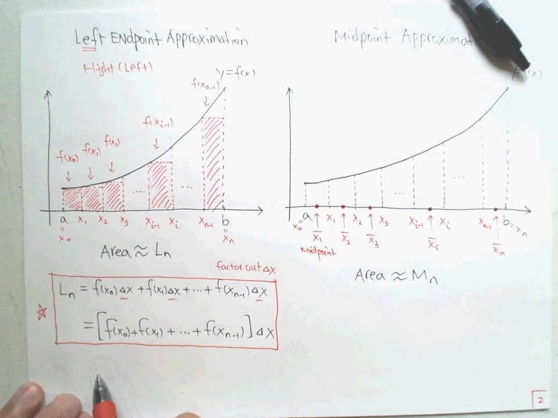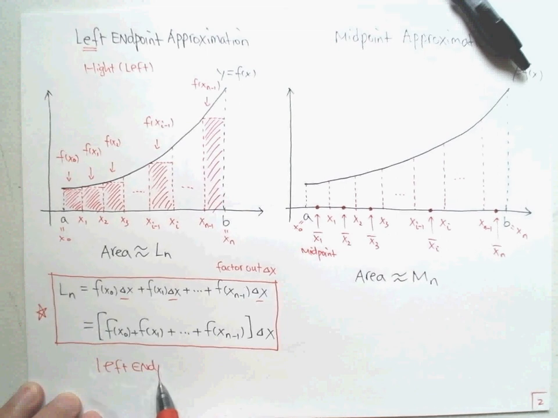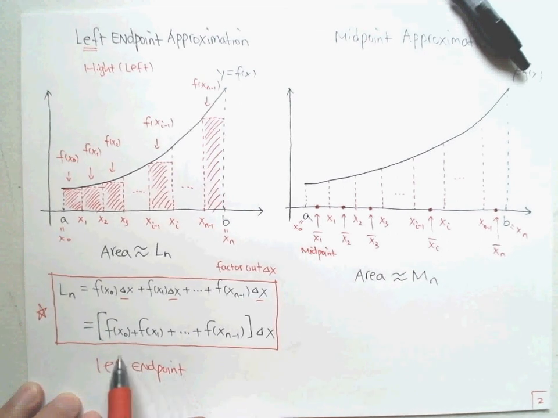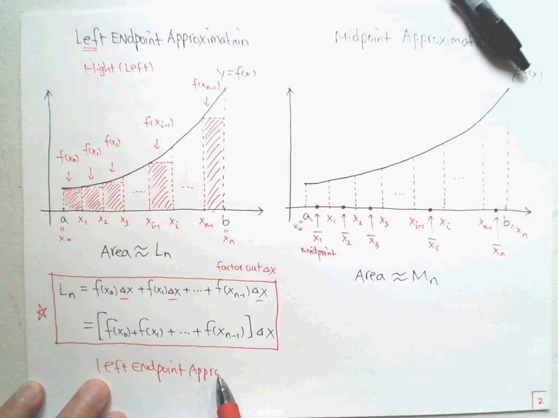Okay, and the name we call the left, right? So left endpoint. See, the first is the left. The last one is also the left. So each one is the left endpoint approximation.